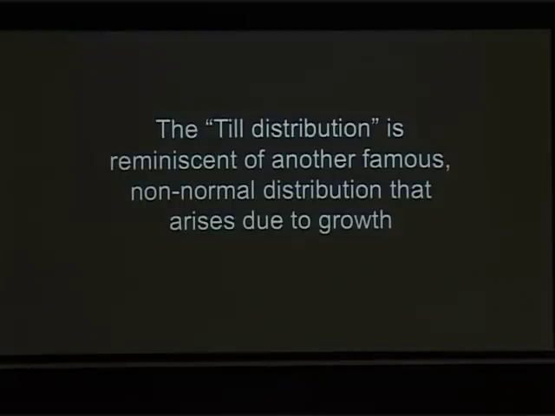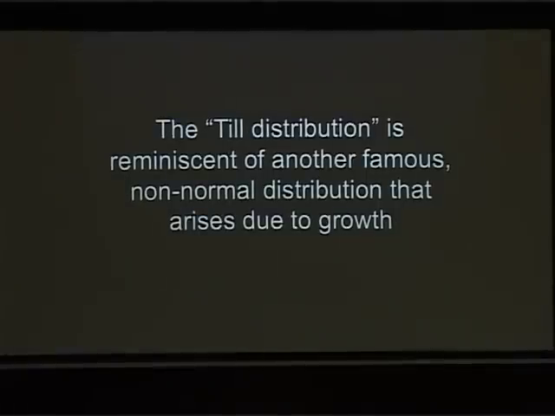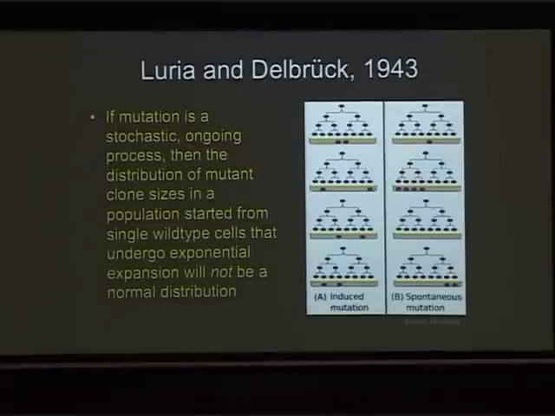I just thought I'd take a little diversion for a moment and say that this tail distribution is reminiscent of another famous heavy-tail distribution that messed with biologists' heads for quite a while, which is the Luria and Delbrück distribution. So how many people are familiar with Luria and Delbrück distributions? A few, okay. Anyway, it has to do with what number of mutations you should expect in a population after a certain amount of growth, right?